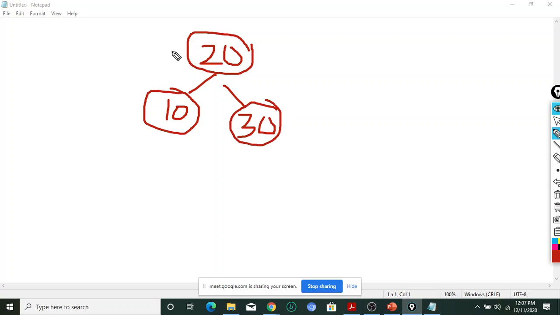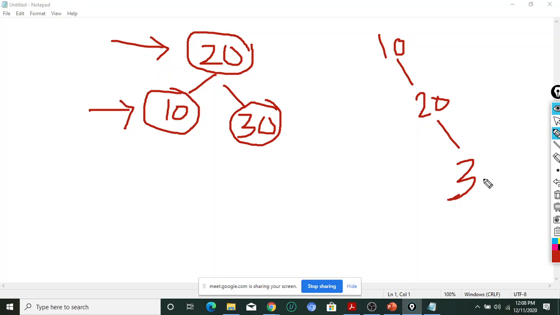If I want 10, this is the first comparison. I will compare with the root whether it is less than or greater than. It is less than, so I go to the left-hand side. Again another comparison. How many comparisons are required? 2 comparisons. But in the case where this is 10, this is 20, suppose this is 30, how many comparisons are required if I want to find 10? Only one comparison.